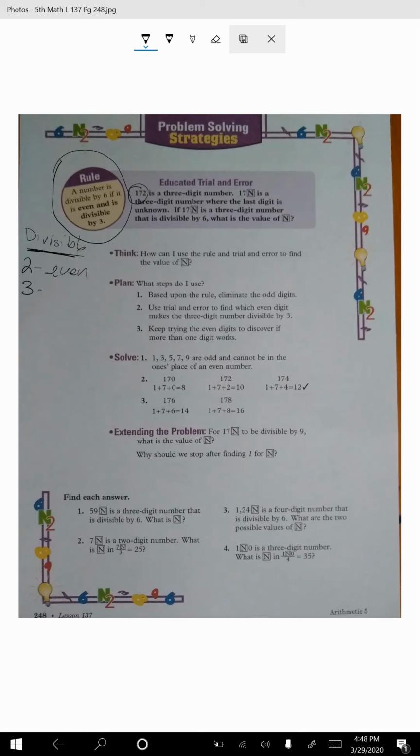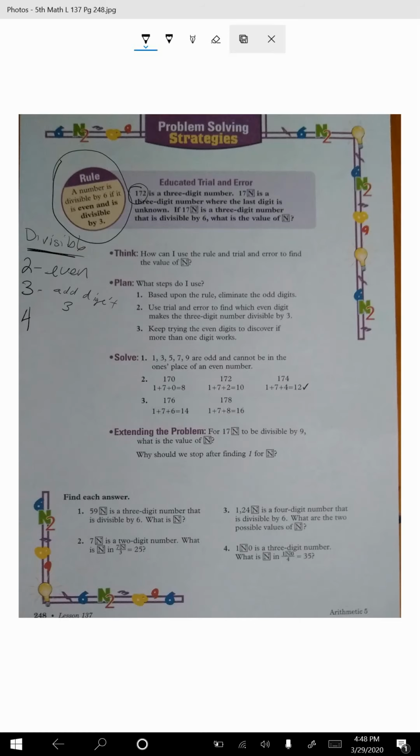What's the rule for 3s? You add up the digits, remember? You add the digits and see if they go into 3. So if I add up 1 plus 7 plus 2, that's a 10. Will that go into 3 evenly? No, so it doesn't go into 3.